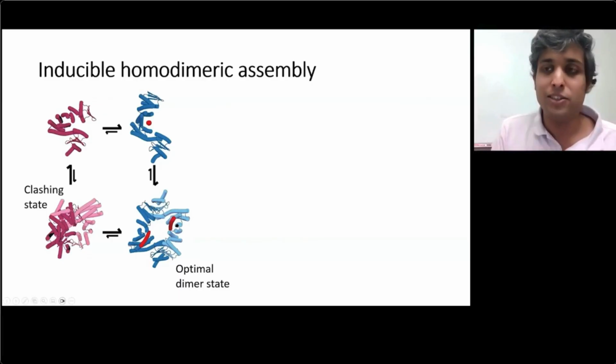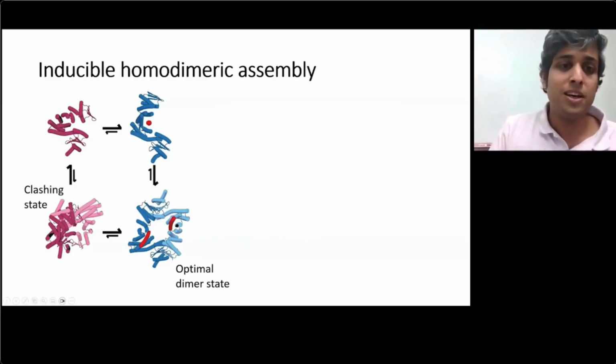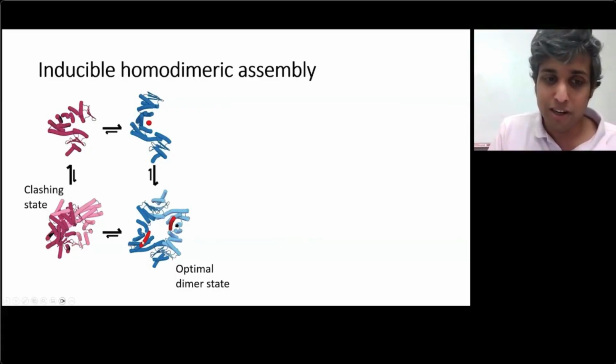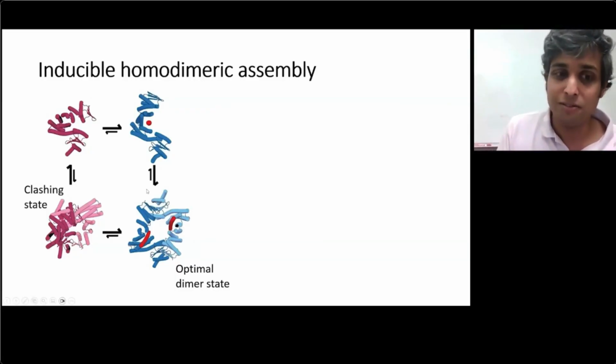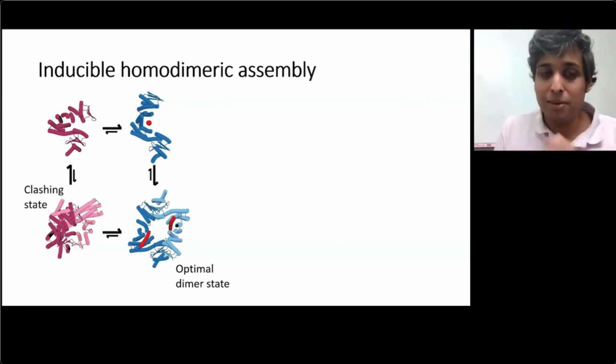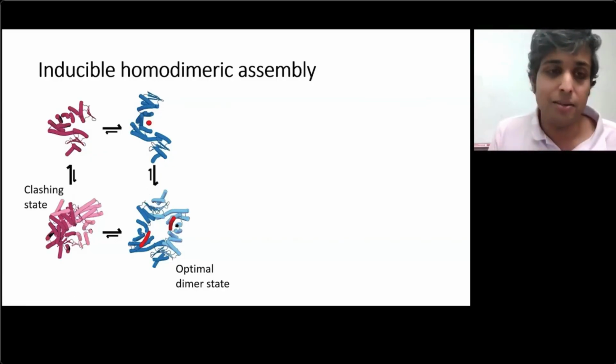But when the peptide binds, it kind of relaxes and opens up, and is now able to engage in productive interactions with other copies of itself. So that's like an inducible dimer system when you add in the peptide trigger.